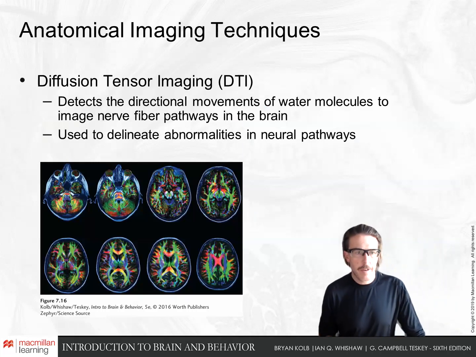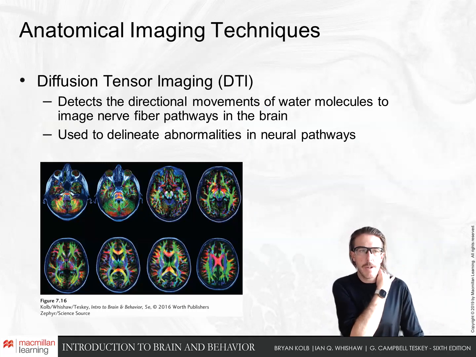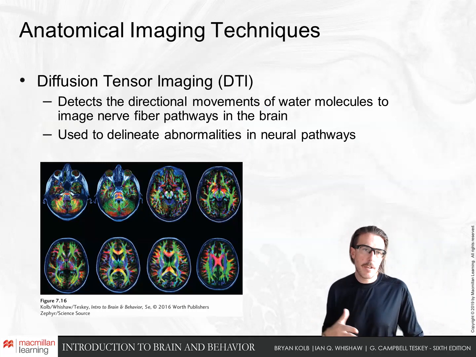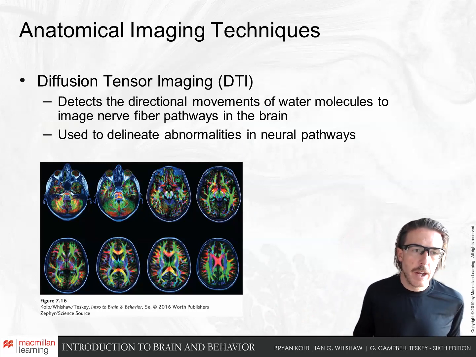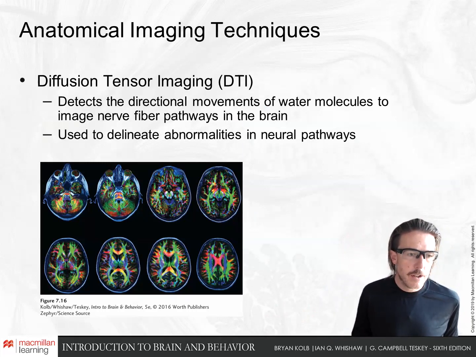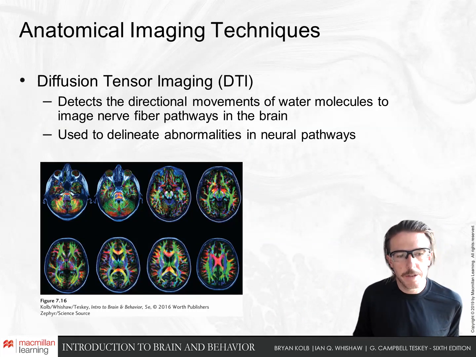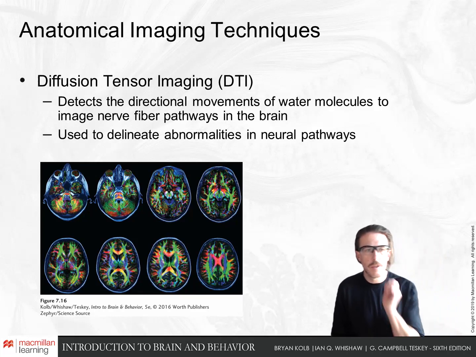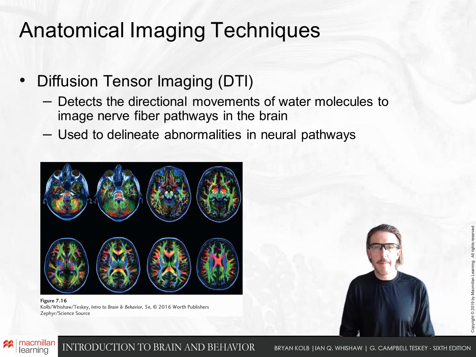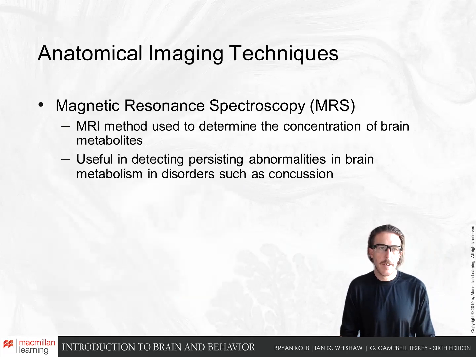MRI can be used further to estimate the white matter tracts in the brain by using a technique called diffusion tensor imaging, or DTI. DTI estimates white matter tracts by looking for areas in which water molecules are moving in one direction because they're stuck inside an axon and can't go in the other directions. And by identifying the direction that water molecules generally diffuse in each part of the brain, they can recreate maps of where the axons were headed in those different areas based off the direction of those diffusions. This can be used to delineate abnormalities in white matter pathways, for instance.